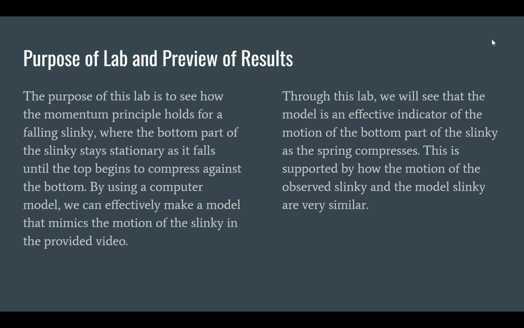The purpose of this lab is to see how the momentum principle holds for a falling Slinky, where the bottom part of the Slinky stays stationary as it falls until the top begins to compress against the bottom. By using a computer model, we can effectively make a model that mimics the motion of the Slinky in the provided video. Through this lab, we will see that the model is an effective indicator of the motion at the bottom of the Slinky as the spring compresses. This is supported by how the motion of the observed Slinky and the model Slinky are very similar.